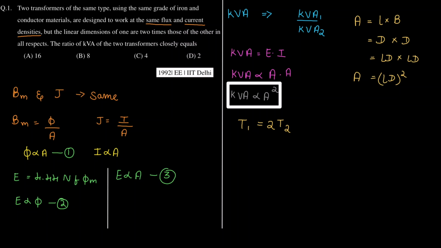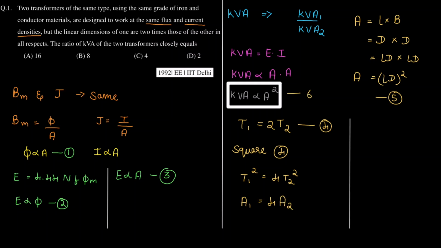And if we square this equation, let this be equation 4, and we will square equation 4. So we will have T1 square is equal to 4 times T2 square. That means we have seen that area from 5, we have seen that area is equal to square of linear dimension. So now we have area of transformer 1, which is 4 times area of transformer 2.